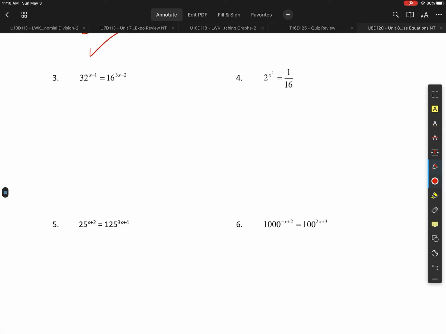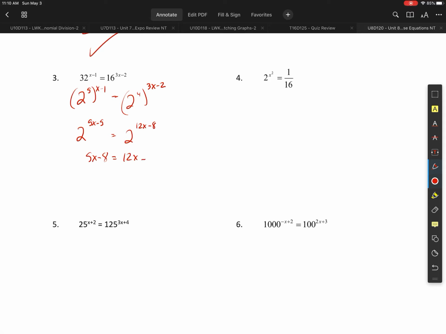All right, time to get a little bit more complicated here. Looking across my table, 32 and 16, we're in the 2's now. 2 to the 5th, to the x minus 1, equals 2 to the 4th, to the 3x minus 2. Power to a power rule. So we're going to multiply 5 times x minus 1. And we're going to multiply 4 times 3x minus 2. Now we got the bases of 2. Set the exponents equal.